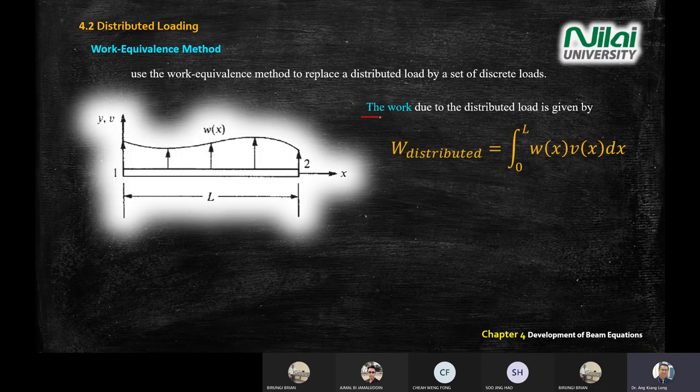So we already explained what work is in physics. Work is force times distance, or S, or D. This is the mathematical model when you want to calculate the total work under the distributed loading. So we take W as force, and V, the vertical displacement, is your S. We want to calculate the work done by the loading, so we take the integration from zero to the last point of the beam, L, the total length. We take W times the vertical displacement in the X direction.